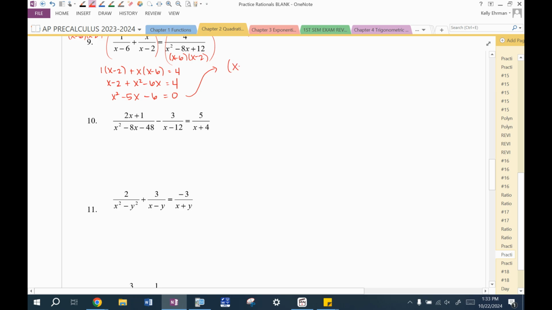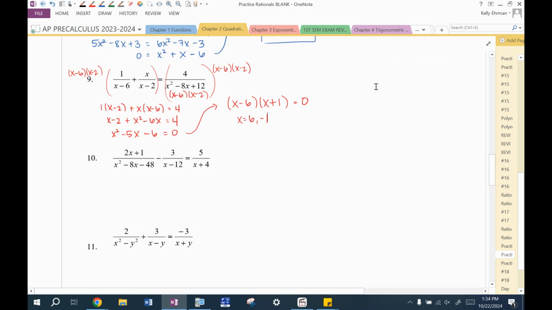How does this factor? It factors into x minus 6, x plus 1, because I need to multiply to negative 6, and I need to add or subtract to negative 5. So x equals 6 and negative 1. Are either of those extraneous? I keep forgetting to do my extraneous values first. x can't equal 6 or 2. So 6 is out, but negative 1 is in.